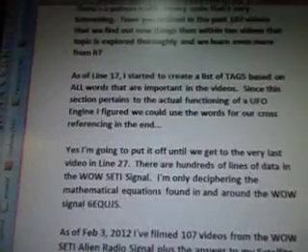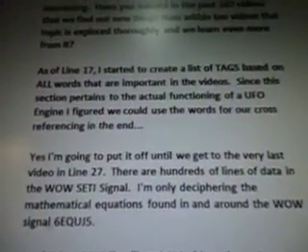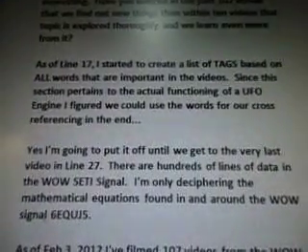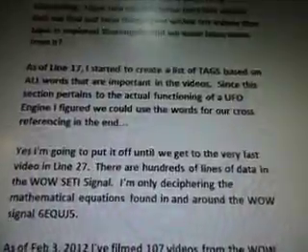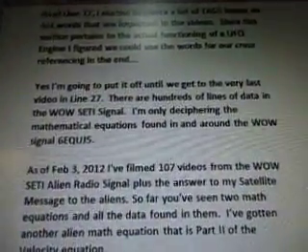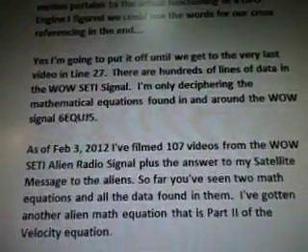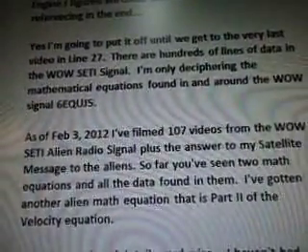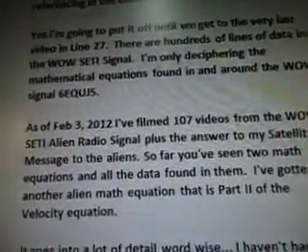As of line 17, I started to create a list of tags based on all words that are important in the videos. Since this section pertains to the actual functioning of a UFO engine, I figured we could use the words for our cross-referencing in the end. Yes, I'm going to put it off until we get to the very last video on line 27. There are hundreds of lines of data in the Wow SETI signal. I'm only deciphering the mathematical equations found in and around the Wow signal 6EQUJ5.